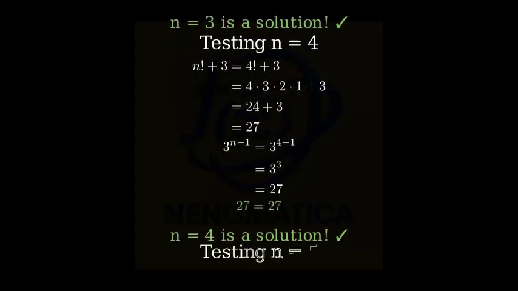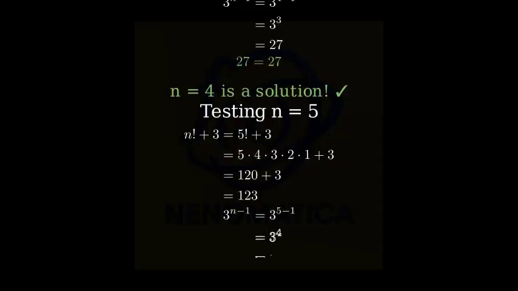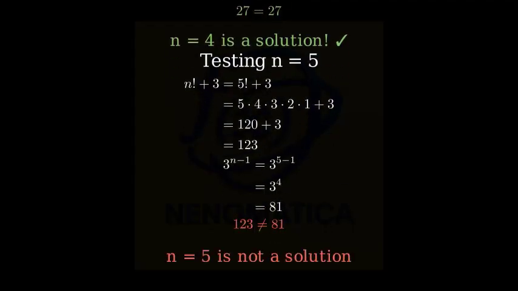Let's check n equals 5. For the left side, we have 5 factorial plus 3. 5 factorial is 5 times 4 times 3 times 2 times 1, which is 120. So we have 120 plus 3, which equals 123. For the right side, we have 3 raised to the power of 5 minus 1, which is 3 to the 4th power, and that equals 81. So we have 123 equals 81, which is false. So n equals 5 is not a solution.